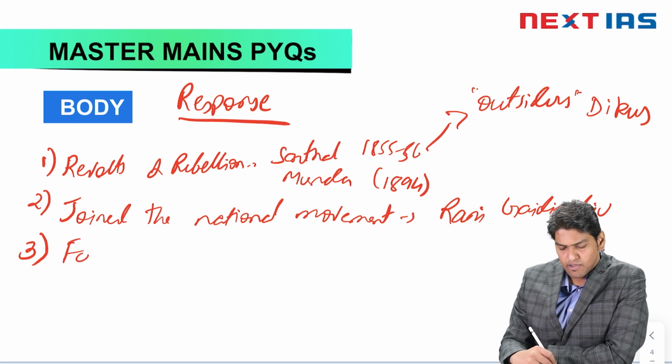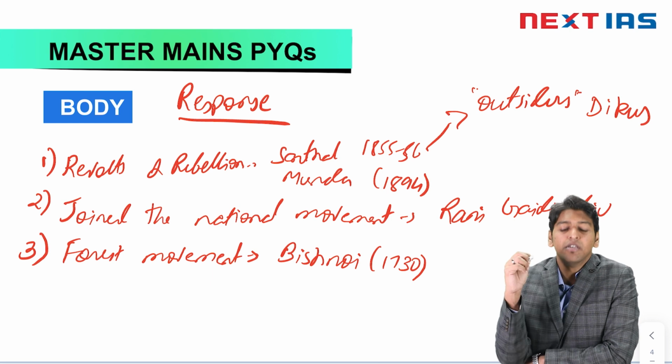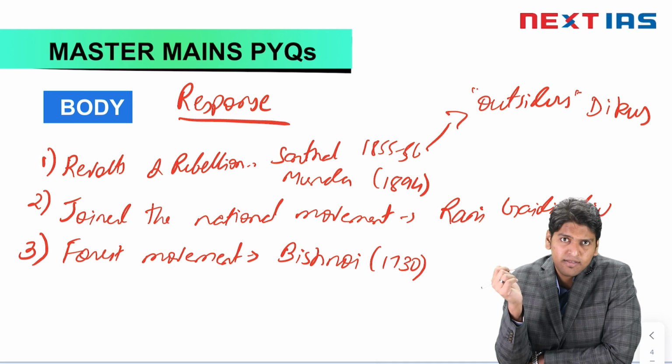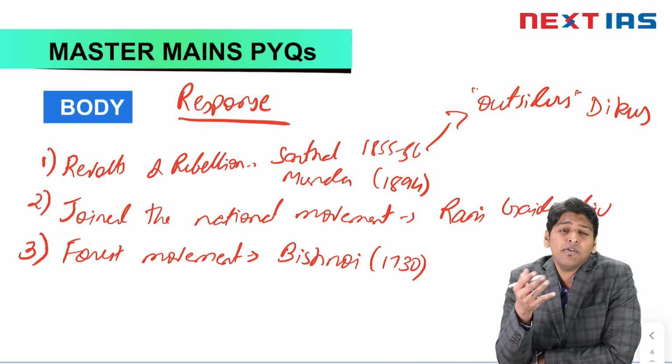forest movement by the Bishnois in the 1730s, when the British started to take over the Bishnoi lands. They started a movement to protect their land and their culture, and it was the inspiration behind the other forest movements we saw in the second half of the 20th century.